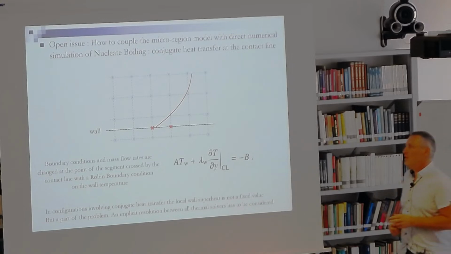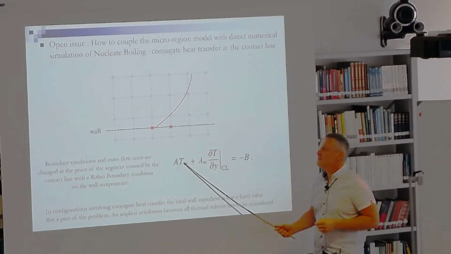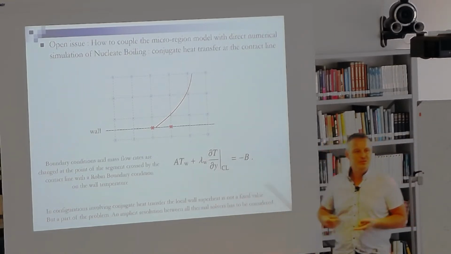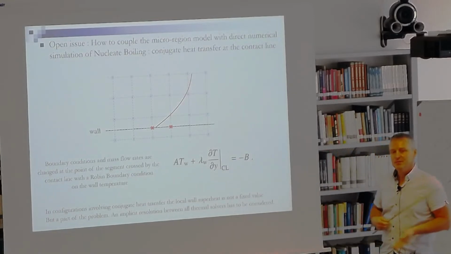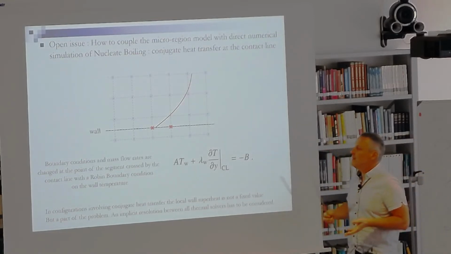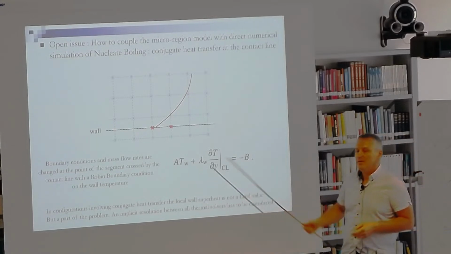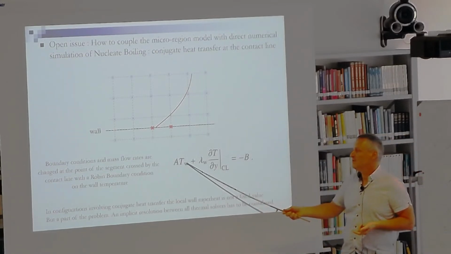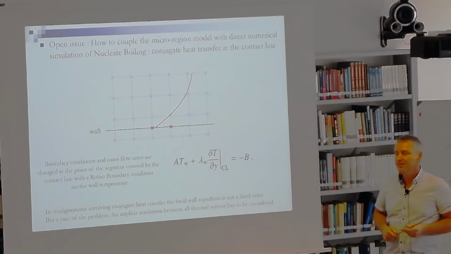And the important point is that the wall temperature is never known. It is a part of the solution. So at the initial step of the computation, and in any iteration, the wall temperature is never known. It always evolves in time.